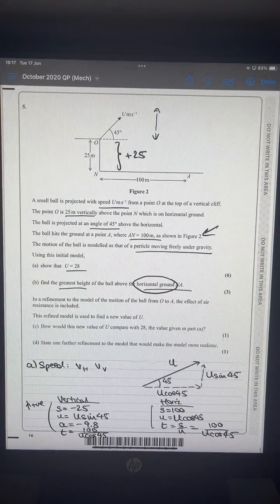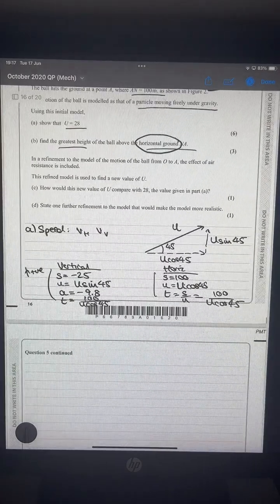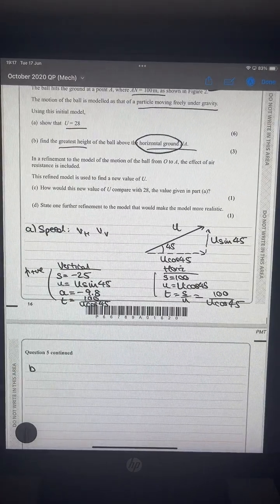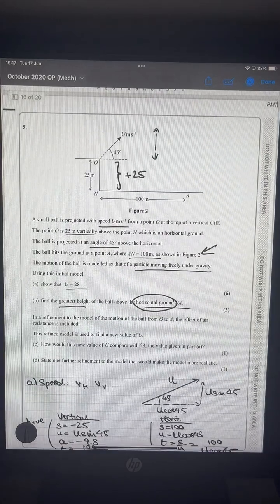Alright, so that's how you would do part B. So I'm just going to put the answer to part B over there. Unfortunately, part A is gone. Part B, the greatest height is 45 meters. Part C and D are just refinements to the model. They're your 1 markers.